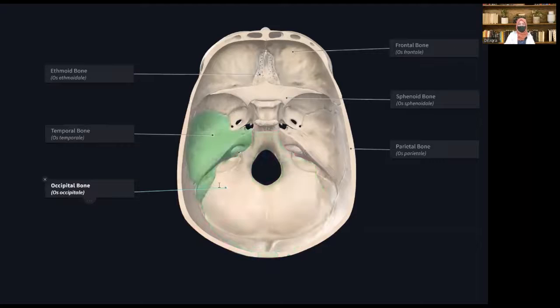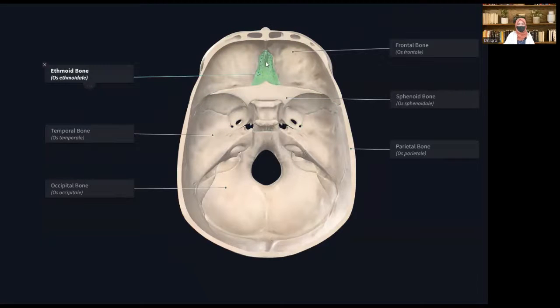Near to the occipital bone, we have the temporal bone, as we already discussed. Next to the temporal bone, we have the parietal bone. The parietal bone is divided into two, the right and the left parietal bone. Anterior to the parietal bone, we have this wing-like bone known as the sphenoid bone. Anterior to the sphenoid bone, we have the frontal bone, which forms our forehead.